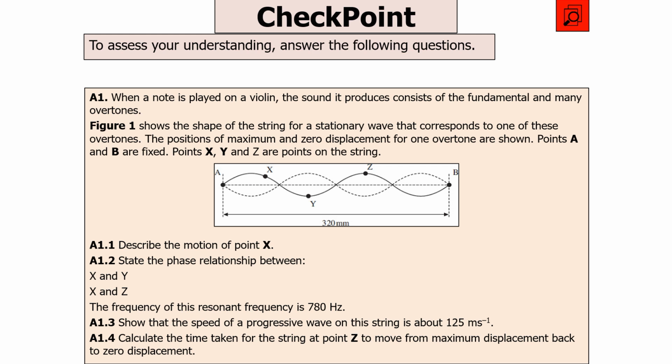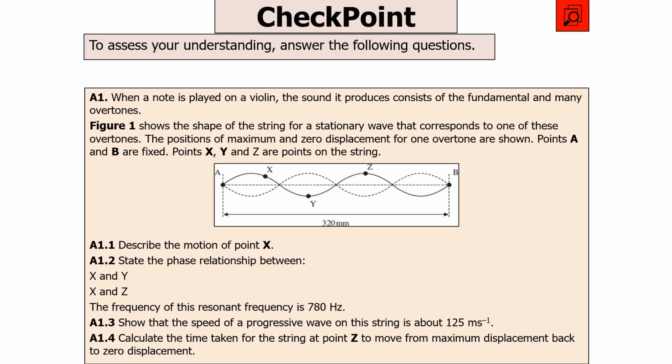fundamental, which is the first harmonic, and many overtones, the higher harmonics. Figure 1 shows the shape of the string for a stationary wave that corresponds to one of these overtones. The positions of maximum and zero displacement for one overtone are shown. Points A and B are fixed, points X, Y, and Z are points on the string.